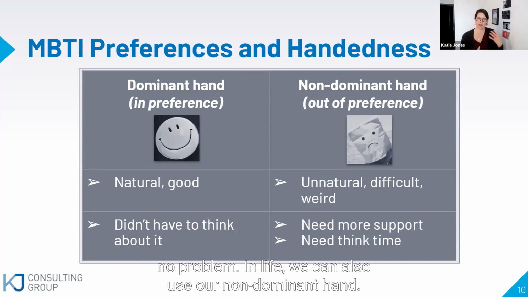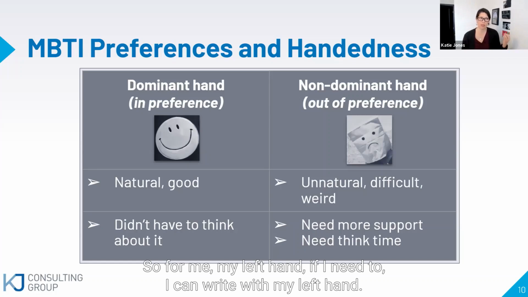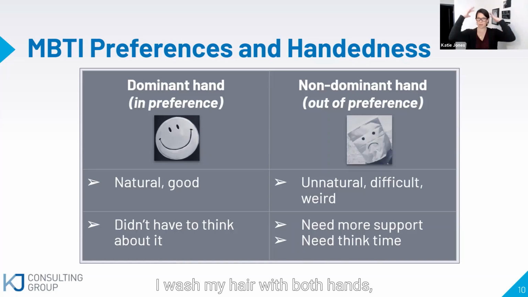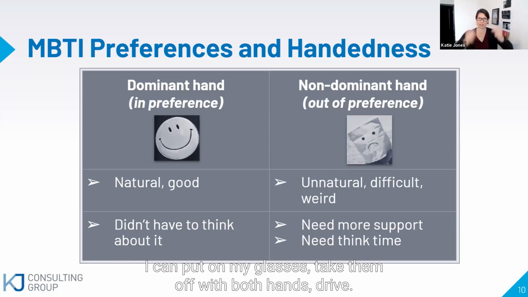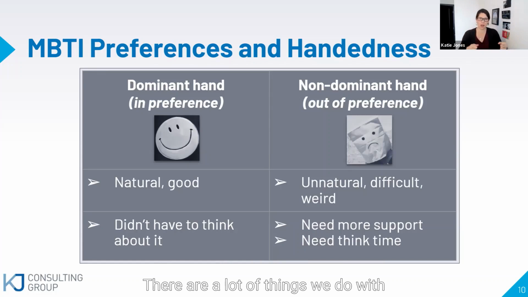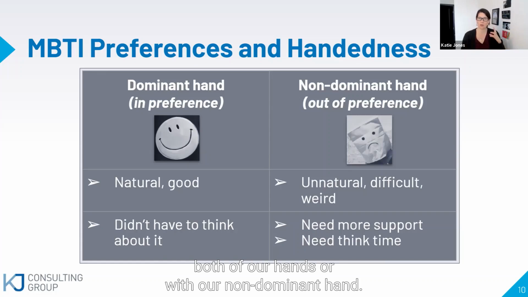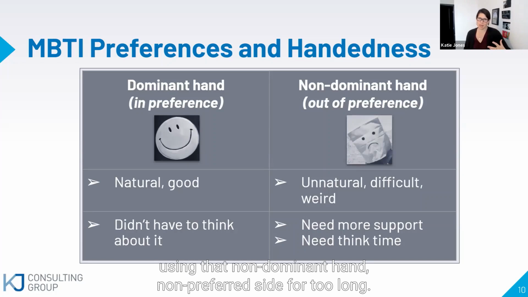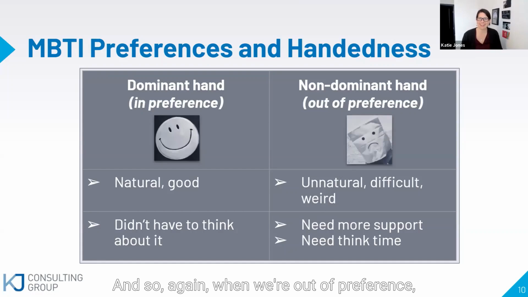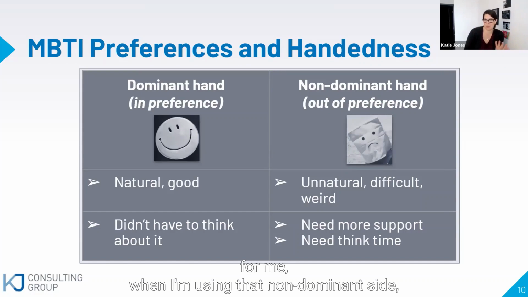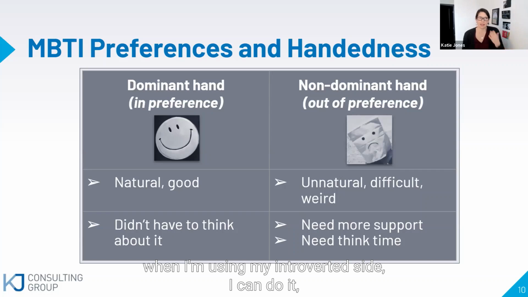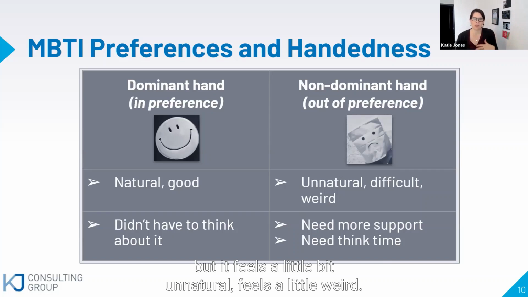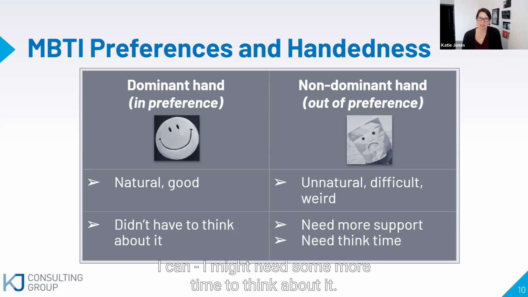In life, we can also use our non-dominant hand. So for me, my left hand. If I need to, I can write with my left hand. I wash my hair with both hands. I can put on my glasses and take them off with both hands. Drive. There are a lot of things we do with both of our hands or with our non-dominant hand. The difference is that it can feel uncomfortable, not in preference, if we are using that non-dominant side for too long. So again, when I'm out of preference, for me as an introvert, when I'm using my introverted side, I can do it, but it feels a little bit unnatural, feels a little weird. I might need some more time to think about it.